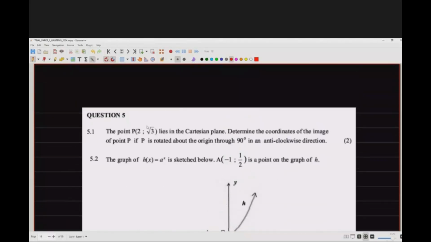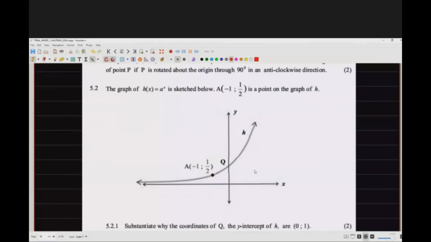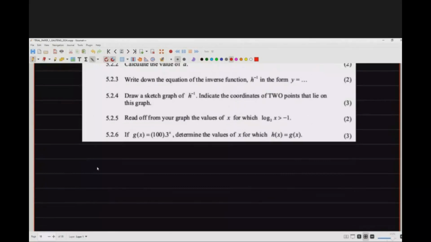So this is 2 and about 1.73, the square root of 3. So that puts us about somewhere there. And for 5.1, so the point here is (2, square root of 3).